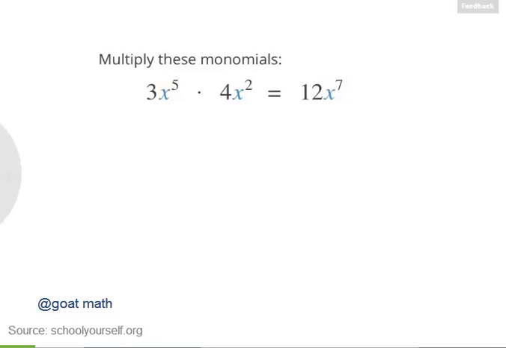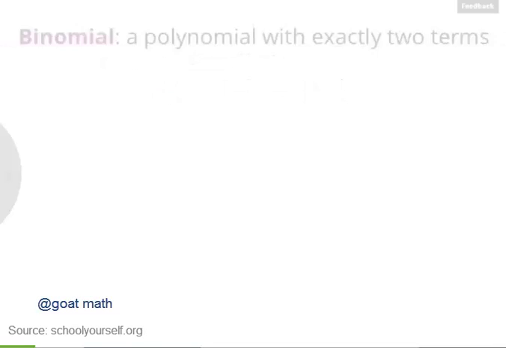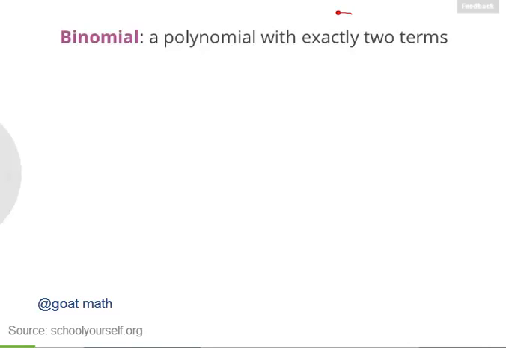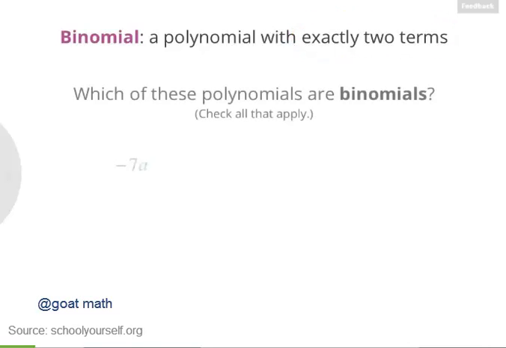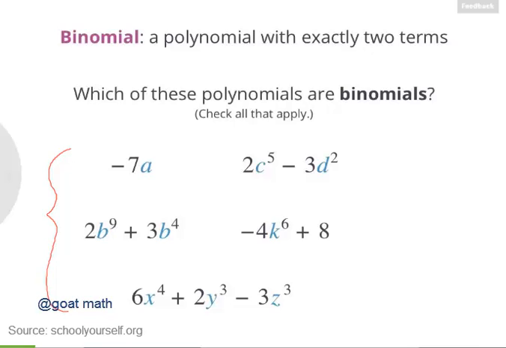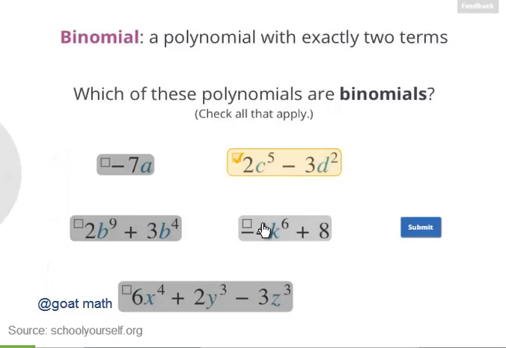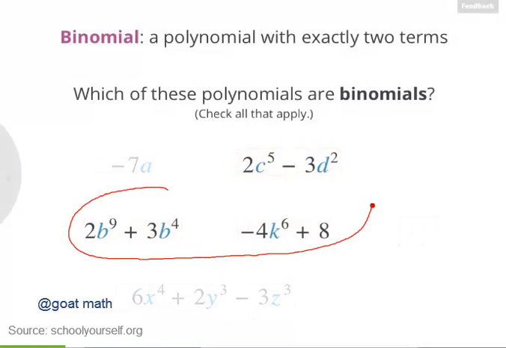In this lesson, we'll be multiplying binomials. A binomial is a polynomial with exactly two terms. So take a look at these polynomials down here. Which of these are binomials? Precisely, each of these polynomials has exactly two terms. This polynomial has one term, so it's a monomial, and this polynomial has three terms, so it's called a trinomial.